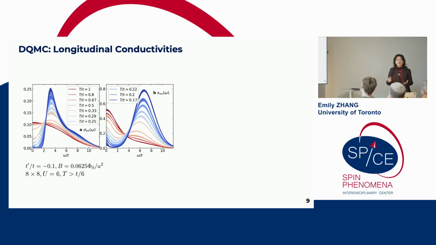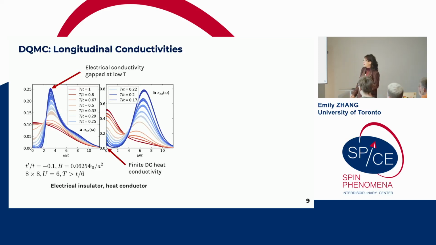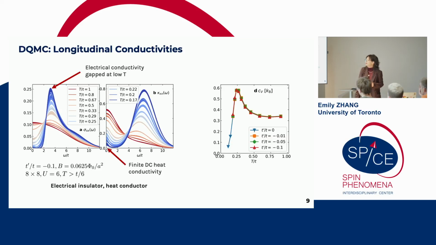OK, so the first of our DQMC results. Here I show the longitudinal optical conductivities. On the left, we have the electrical conductivity as a function of omega. And on the right, we have the thermal longitudinal conductivity as a function of omega. What we see is that as you decrease the temperature, the electrical conductivity actually gaps out at low temperature, whereas the thermal DC conductivity is finite. So that tells us that we have an electrical insulator and a heat conductor. And that's how we know that we're actually in the insulating regime.